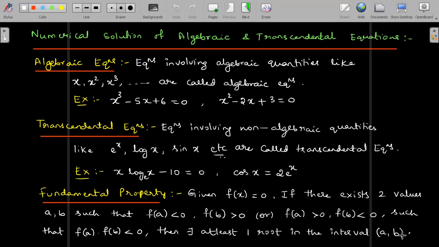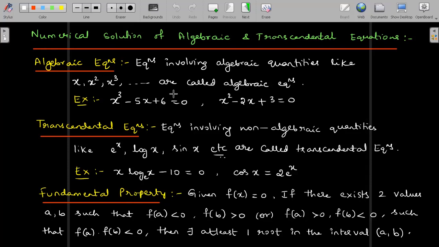So to recognize where does the root lie, in which particular interval does the root lie, the fundamental property is going to help us. So it says that given f of x is equal to 0, we have to find those two values a comma b such that f of a and f of b are of opposite signs. Then there exists at least one root within this interval a comma b.